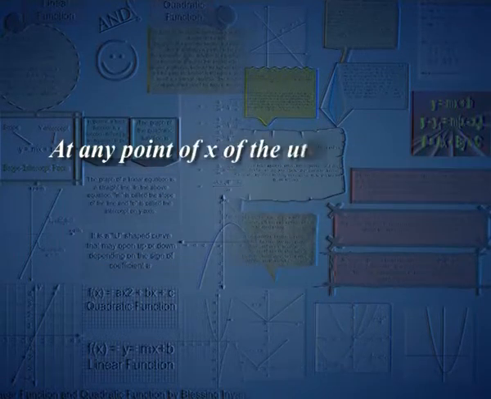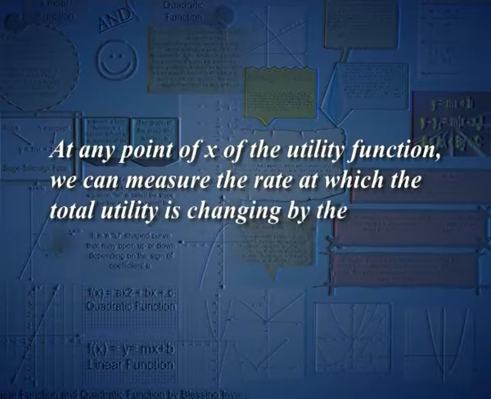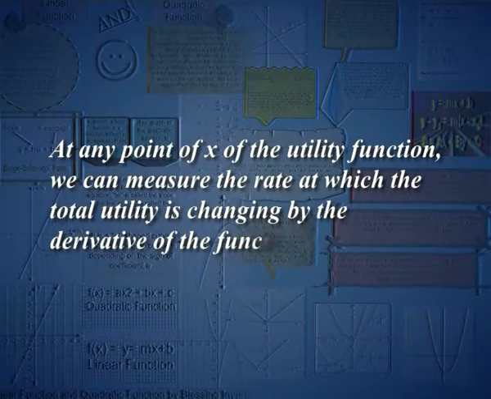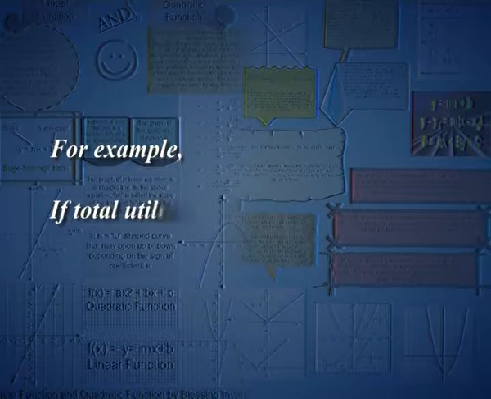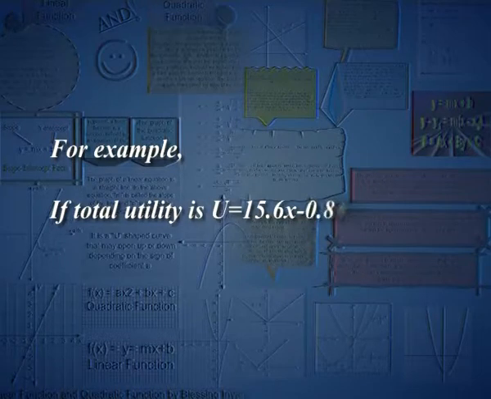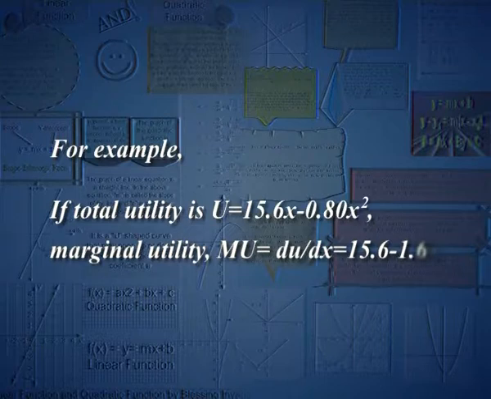At any point x of the utility function, we can measure the rate at which the total utility is changing by the derivative of the function. For example, if total utility is given as capital U equals 15.6x minus 0.80x squared, then marginal utility, which is given by capital MU, can be obtained by differentiating U with respect to x, which is given as 15.6 minus 1.6x.